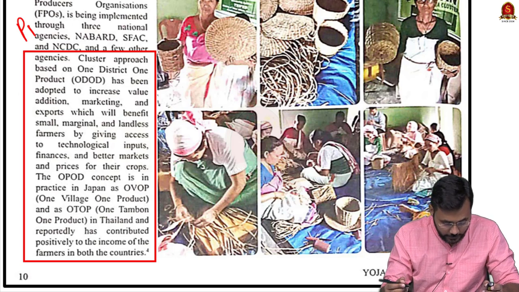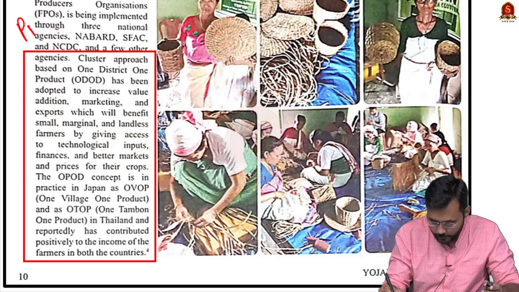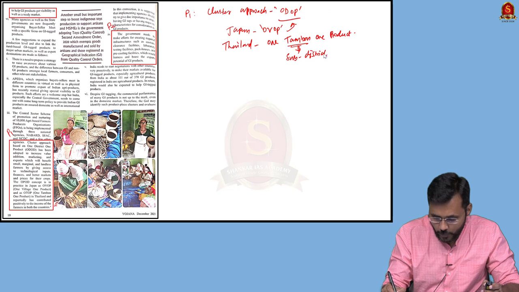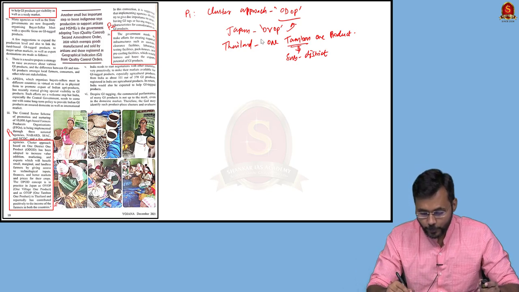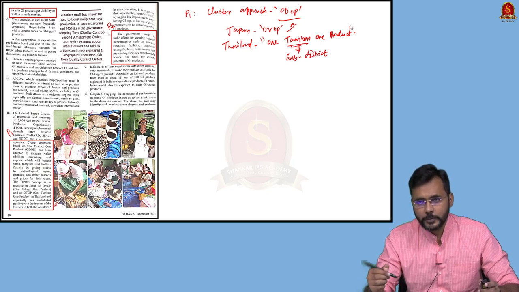Whereas in Thailand, it is called One Tambon, One Product. This Tambon is nothing but a sub-district. What Thailand did, by studying Japan's one village, one product, is try to have their own version of it. Thailand is focusing on the sub-district level, whereas India is focusing on the district level, one district, one product.